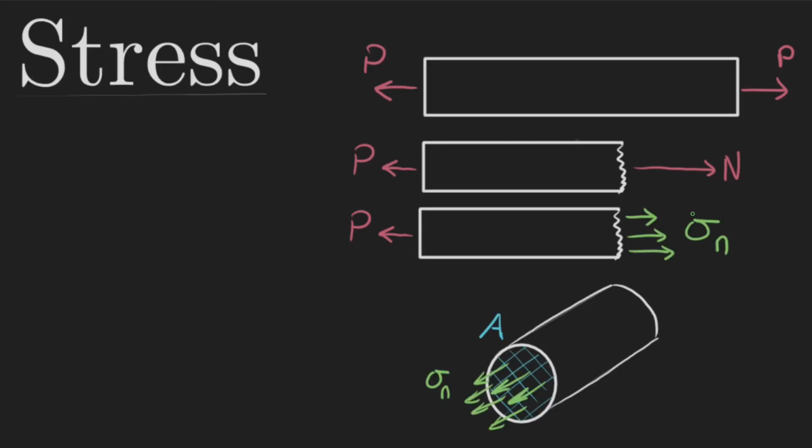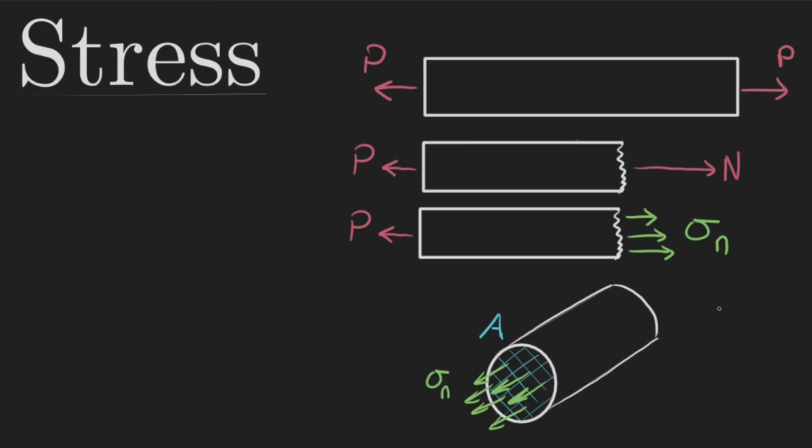So the idea of stress is that we have some internal force that we're essentially distributing across some area, or it's kind of being carried by an area. So you can see right here I've got a beam. It's got a load of P on each side, so it has an internal normal force N, which would have to equal P in this case.